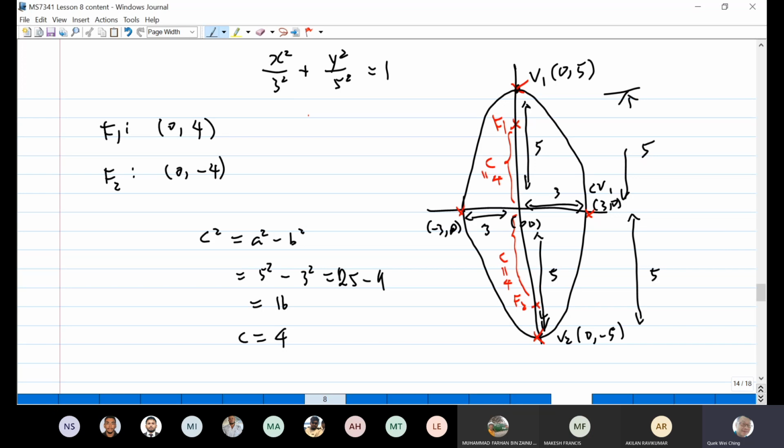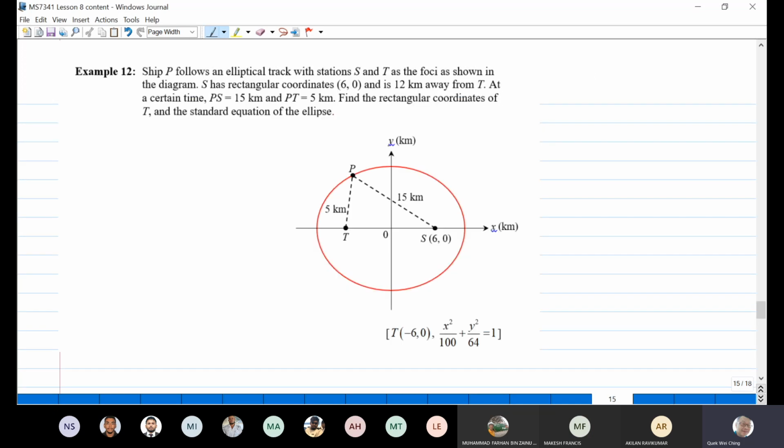Okay, let's continue. I'm going to look at the last example. I think this was the last example already. A ship P follows an elliptic track F with stations S and T as the foci. So what you know is S and T are the foci. This is a standard exam type question. And you see the diagram there.